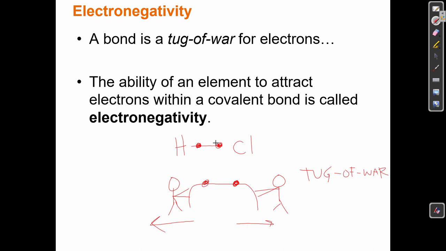This H is pulling on those electrons. It's trying to pull the electrons toward it, because remember, the H is a positive. It's got a positive nucleus. And the Cl is pulling those electrons toward it this way, because the Cl has a positive nucleus. So a bond between atoms is just like a tug of war.